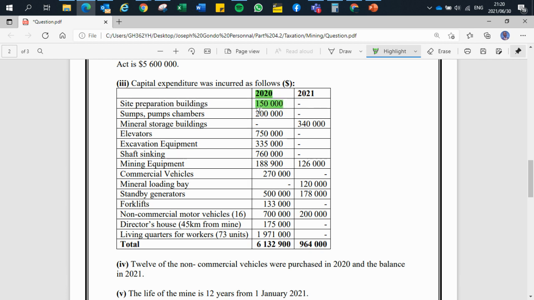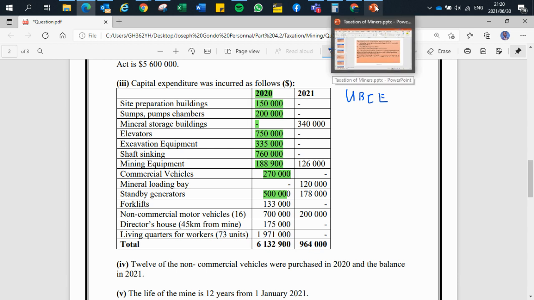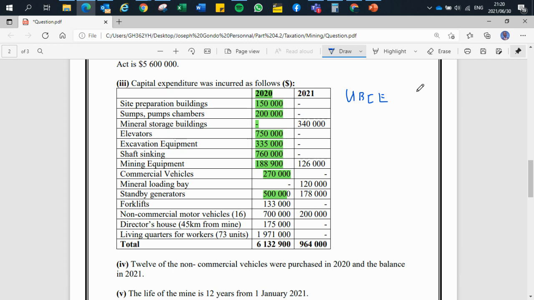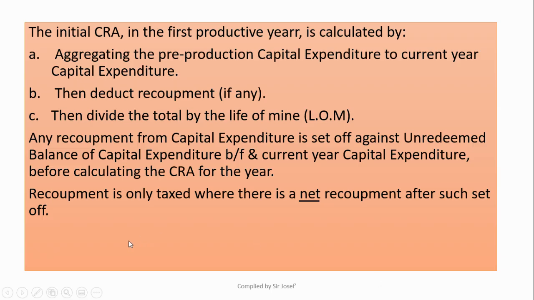So for the mining provision, we say no, we should carry forward these expenditures until we have income from our mining operations. So we just say in 2021 we carried forward 6,132,900. So this one is coming from 2020, is it? So in 2021 we call it unredeemed balance of capital expenditure. So if you say UBCE, we are talking about this, the capital expenditure that is being carried forward from priors. It has not yet been allowed as a deduction. It's still unredeemed.